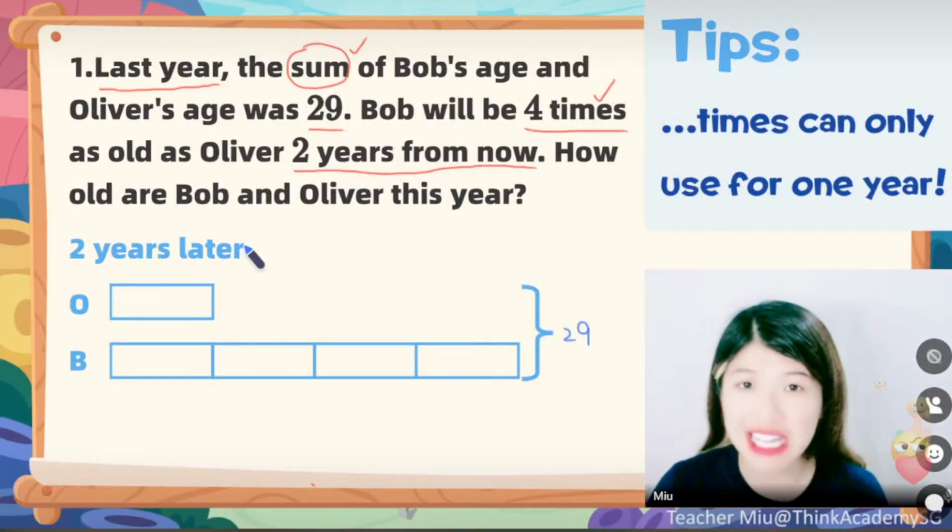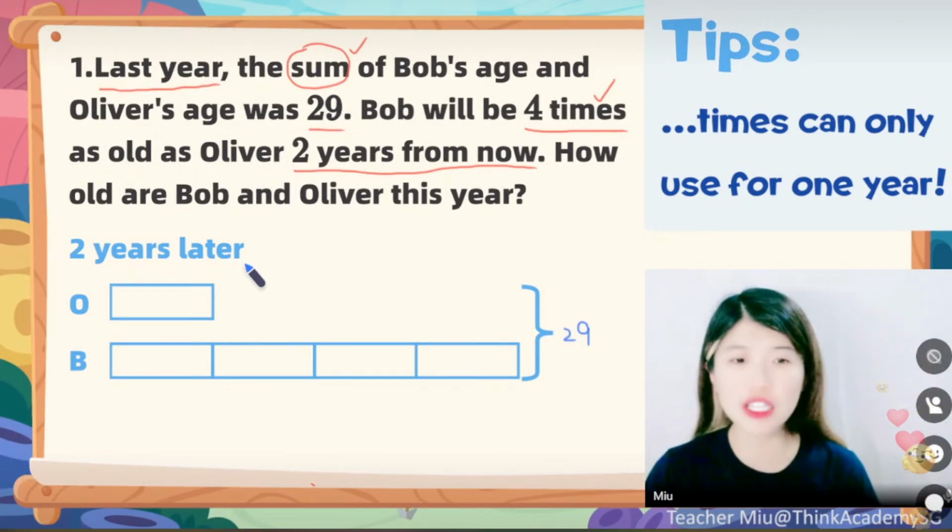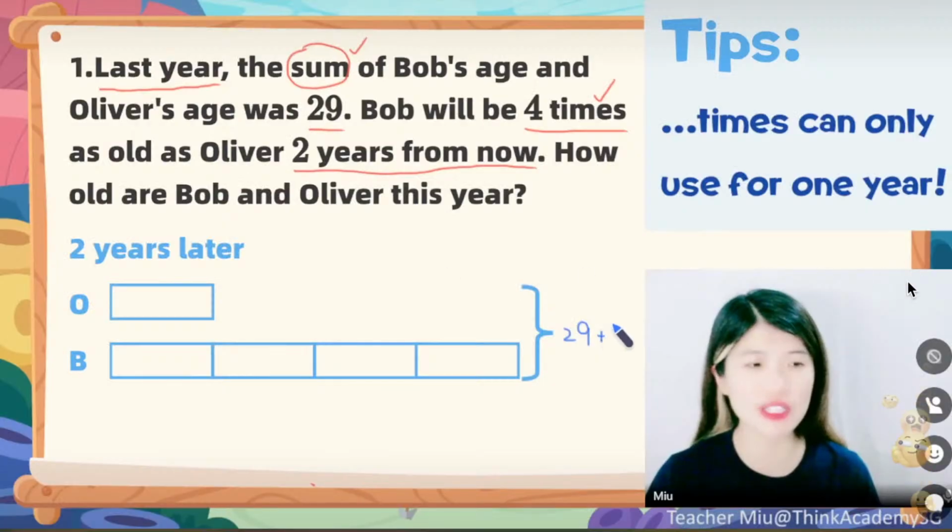Well then, don't forget the model we are drawing is for 2 years later. But 29 is the sum for last year. So we need to go to 2 years later, which is increased by 3. Am I right? It is because Bob would increase by 3 years. At the same time, Oliver will also increase by 3 years, so it's supposed to be increased by 6, which would make the sum 29 plus 6. That would give you 35.